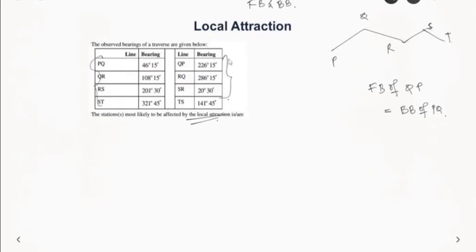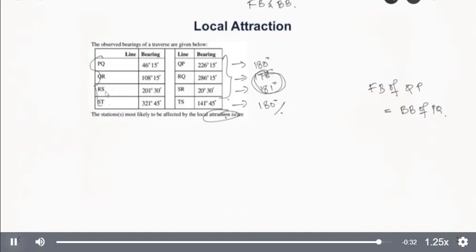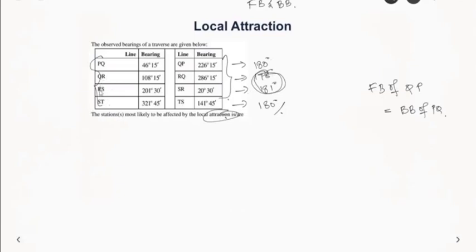So we can just compute the difference irrespective of the sign and find out if it is 180 degree or not. So for this first line, this is 180 degrees and this is 178 degrees and this is 181 degrees, 180 degrees. So we can see that these two are affected by local attraction, QR and RS, which means that even if one station, that is R, is affected by local attraction, because of that you are getting a value that varies from 180 degrees. If S was affected by local attraction, then this difference may not be 180 degree. And similarly, if Q was affected by local attraction, the PQ difference will not be 180 degree. That's why the station which is most likely to be affected is station R.